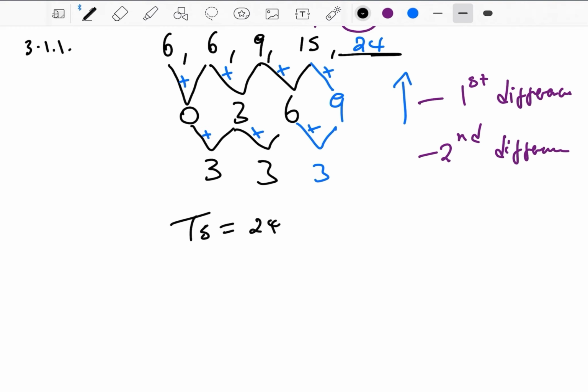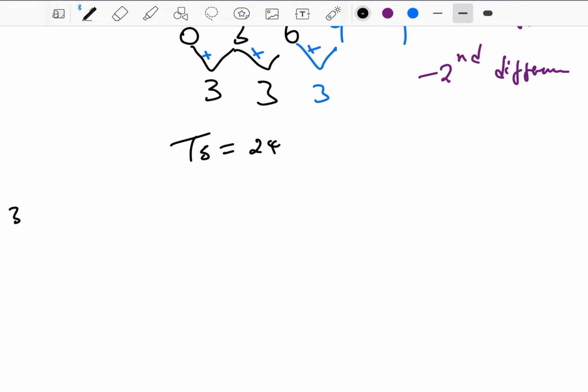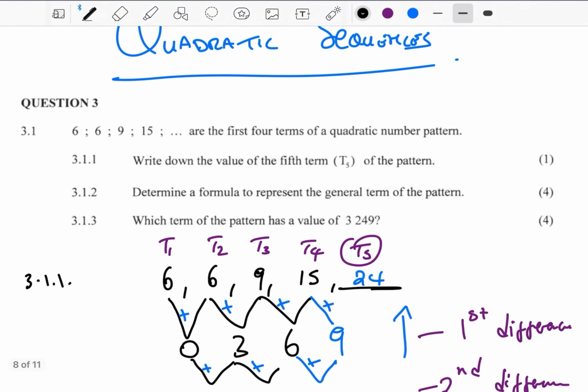There is another way of actually calculating this, but for now this is the information we have, and this is the best method to calculate it. But I'm going to show you another way to calculate this given other information. Let me just jump to 3.1.2, and immediately after that I'll show you how to calculate T5.